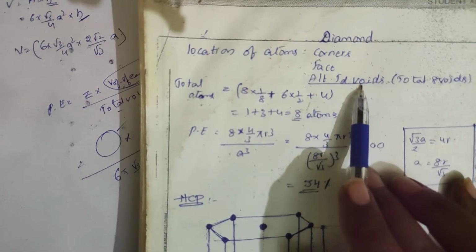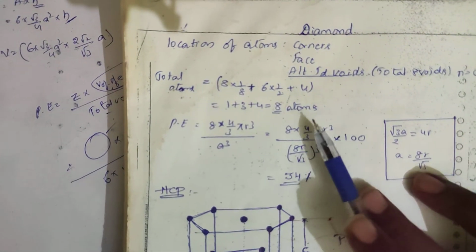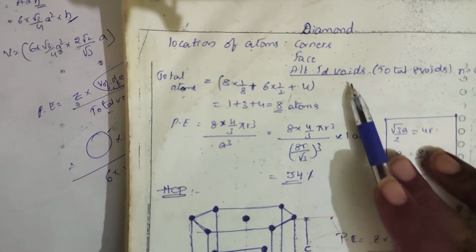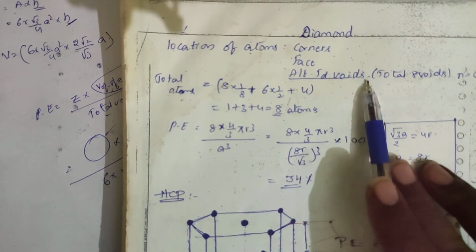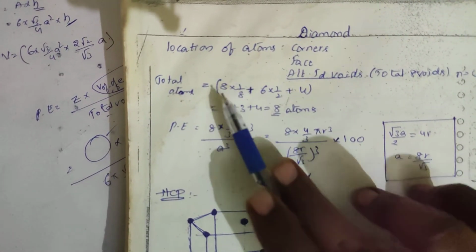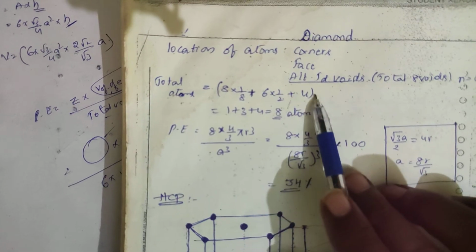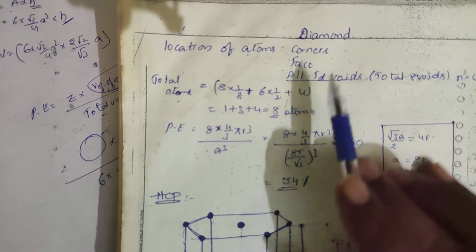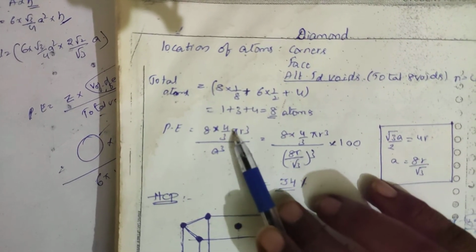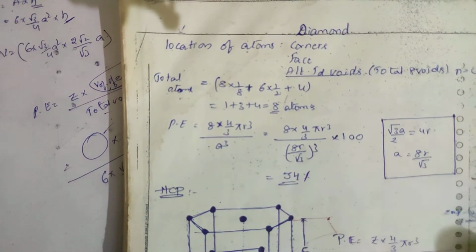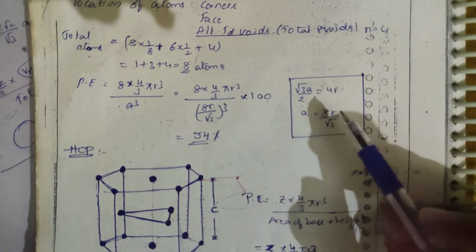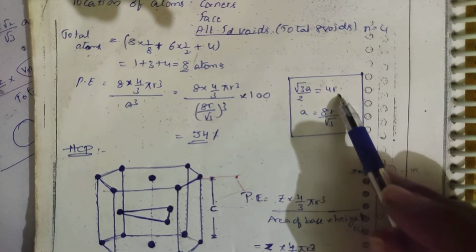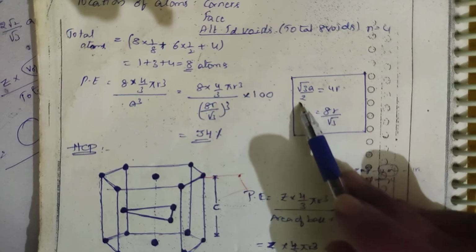And alternate tetrahedral voids. How many tetrahedral voids are there? Totally you will be getting 8. In that, alternately they are filled, which means it is 4. So 8 into 1 by 8 plus 6 into half plus 4, you will be getting 8 atoms. So the total number of atoms in diamond is 8. So it is 8 into 4 by 3 pi r cube by a cube. And the relation between a and r is given in this pattern: root 3a by 2 is equal to 4r.